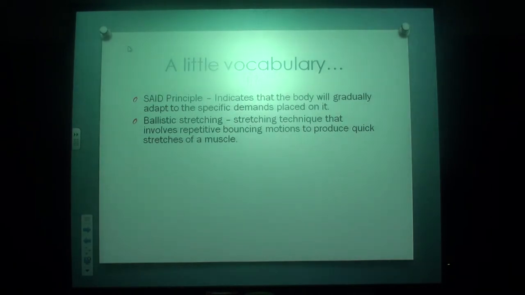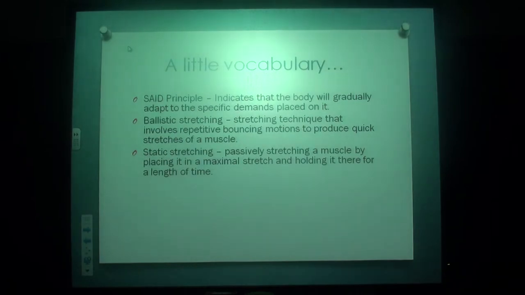Ballistic stretching, a stretching technique that involves repetitive bouncing motions to produce quick stretches of a muscle. It's not used very often nowadays, but that is one type of stretching. Static stretching, passively stretching a muscle by placing it in a maximal stretch, holding it there for a length of time. This is more commonly used nowadays.